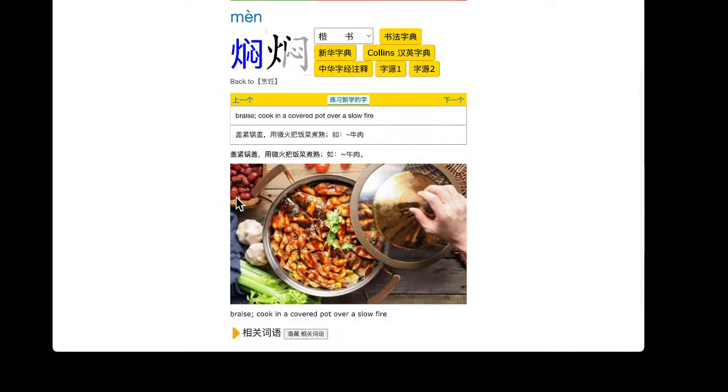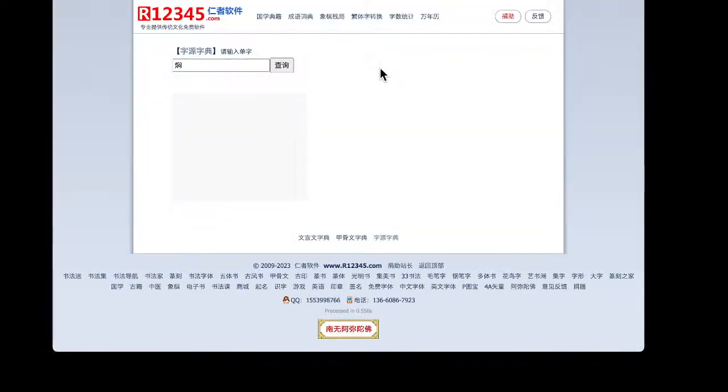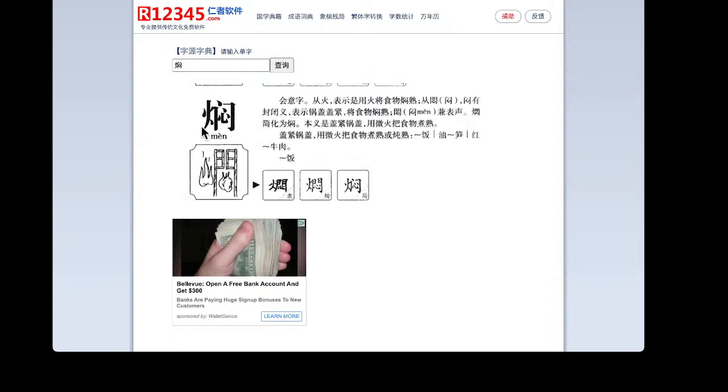Let's take a look at that character. So here's the fire radical. That's obvious. The right side is a character called mun. That mun is closed off. It means closed off. That's what it means.